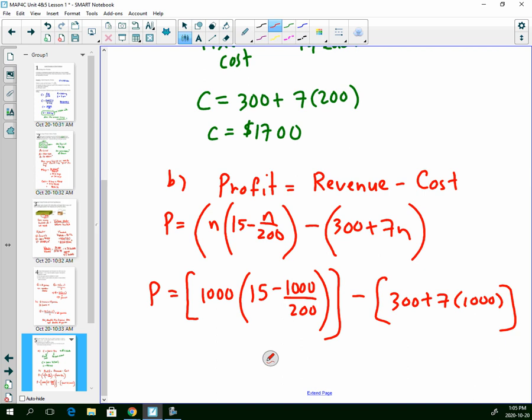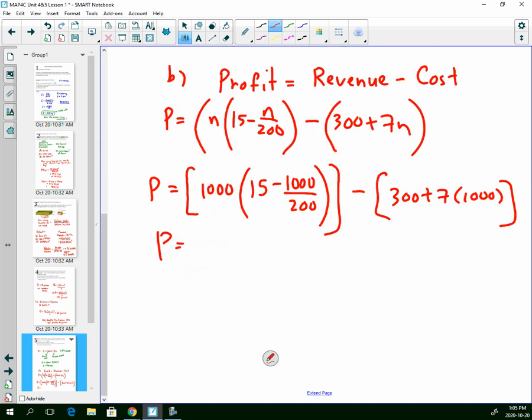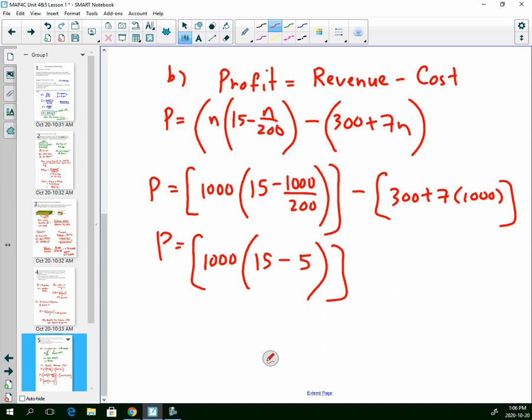So the first bracket, order of operations. The first thing I would do is brackets. I want to simplify that bracket. So the first thing inside the bracket, I would divide the 1,000 by 200. So I want to do division before I do subtraction, right? BEDMAS. So within this bracket, I want to divide 1,000 divided by 200, which is 5. So I want to do that first.